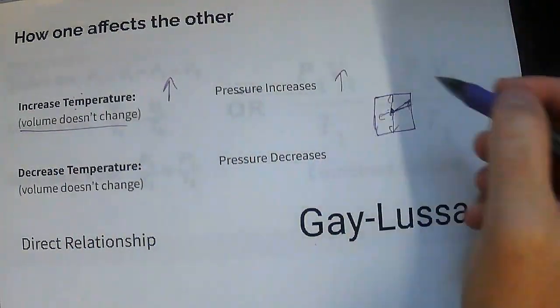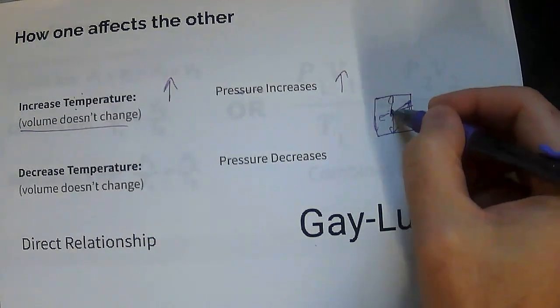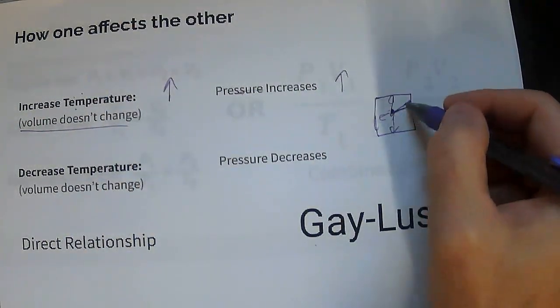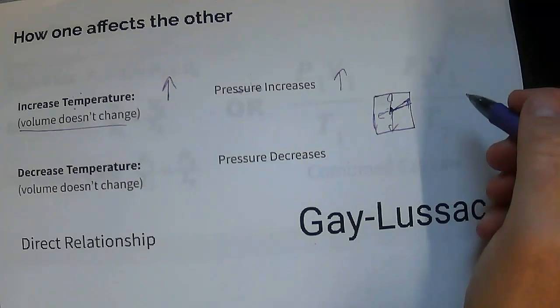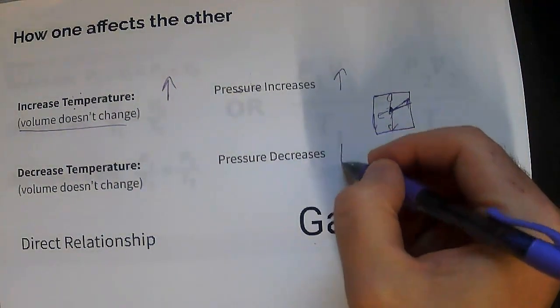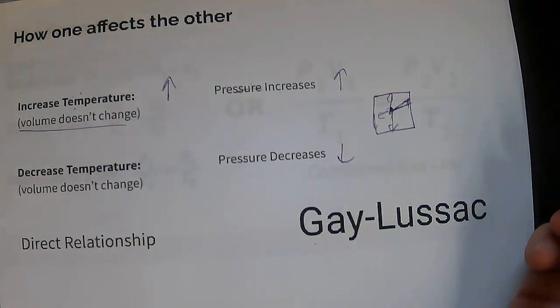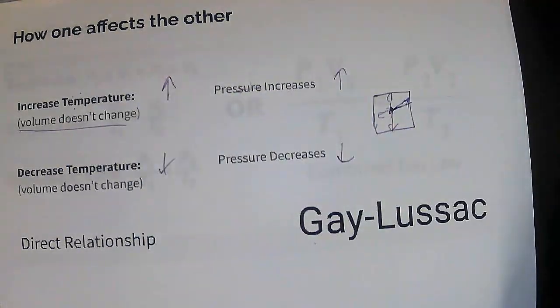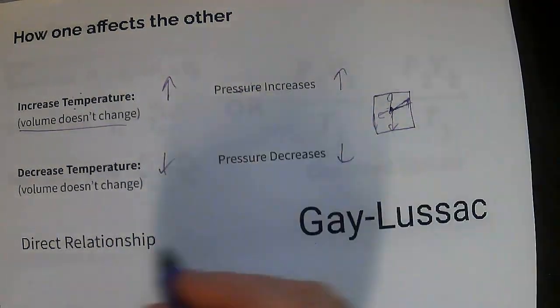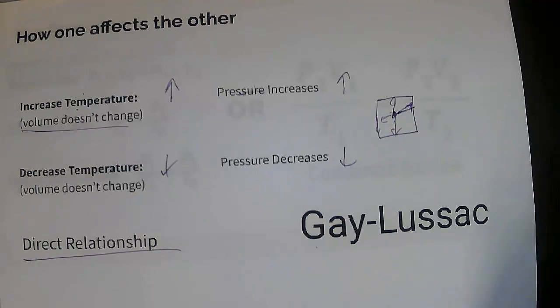Hitting the side of the container is pressure. So faster, temperature goes up. Hitting the side of the container more, pressure goes up. And then the opposite is also true. As temperature decreases, pressure also decreases. And again, this is a direct relationship.